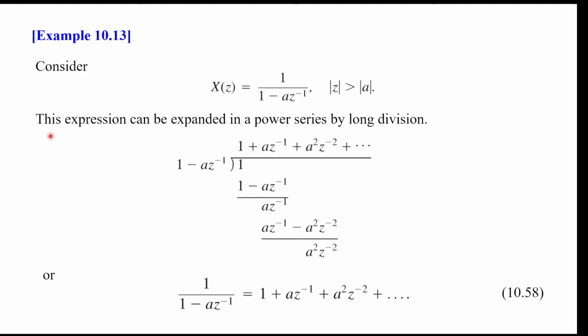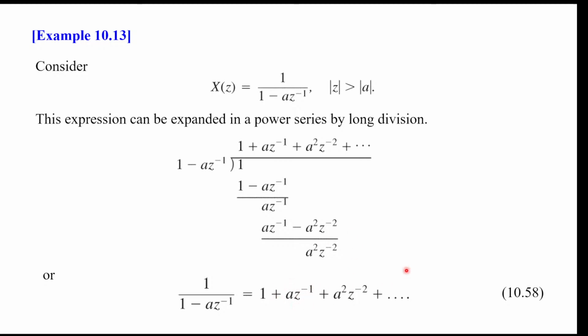So what we do is we do long division. So we try to divide 1 by this 1 minus a z to the minus 1. And you see that this is 1 plus a z to the minus 1 plus a squared z to the minus 2 plus dot dot dot. Yeah. Because this is just what happens when you do long division, because you subtract 1 minus a z to the minus 1 from it, then you get a z to the minus 1, then you subtract a z to the minus 1 times 1 minus a z to the minus 1 from it, you get a squared z to the minus 2, etc. So you get a power series in terms of a z to the minus 1.